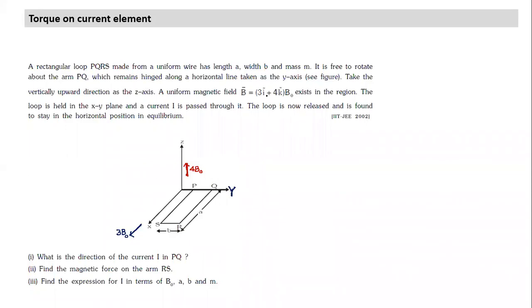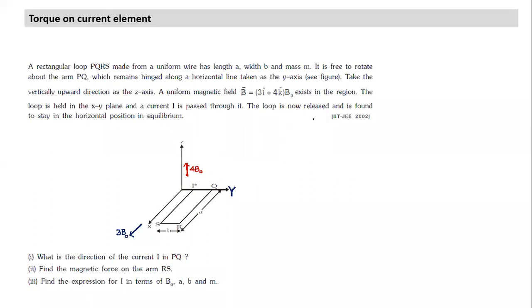Whenever a field is given which has components in both directions, we can split it into two parts. So what I have done, I can take superposition. I can take the effect of the x component separately and the z component separately. So I have indicated two different fields: one is 3b0 acting along the x-axis, and the other is 4b0 acting along the z-axis. So I split it into two parts. Second thing also, it makes it a little simpler in my mind.